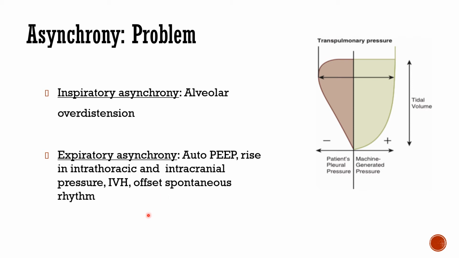overdistension. Whereas expiratory asynchrony, which occurs when the ventilator is delivering a breath while the patient is actually exhaling, leads to increase in thoracic pressures, auto PEEP, increase in intracranial pressure and intraventricular hemorrhage even in preterm neonates, and can offset the spontaneous rhythm.